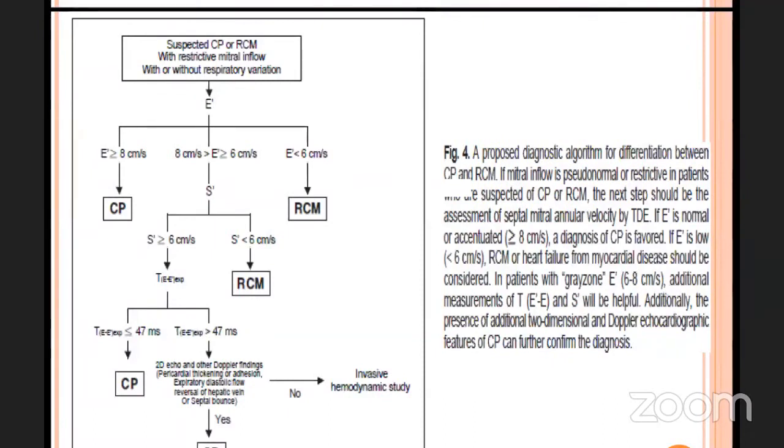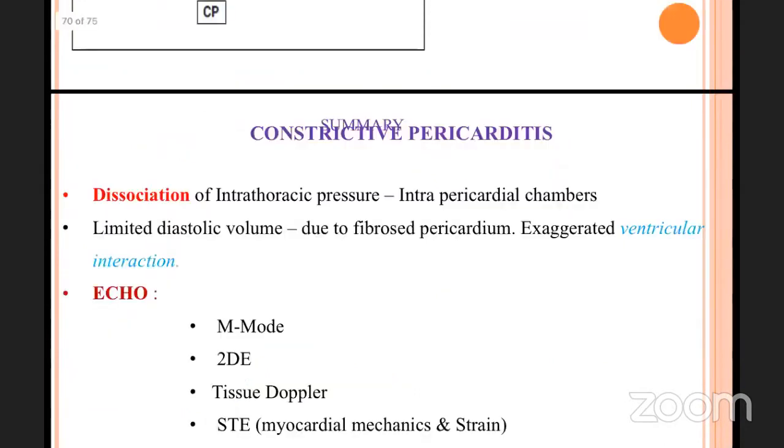But if the E prime velocity is between 6 and 8 centimeters per second, then it can still be a restrictive cardiomyopathy or a constrictive pericarditis. In which case, you evaluate the systolic function by evaluating the S prime of the tissue Doppler. If the S prime is markedly decreased, that means less than 6 centimeters per second, again it is against the diagnosis of constriction and more likely to be a restrictive cardiomyopathy. So these are the guidelines by which you can make a diagnosis of constrictive pericarditis at the bedside without subjecting the patient to cardiac catheterization.